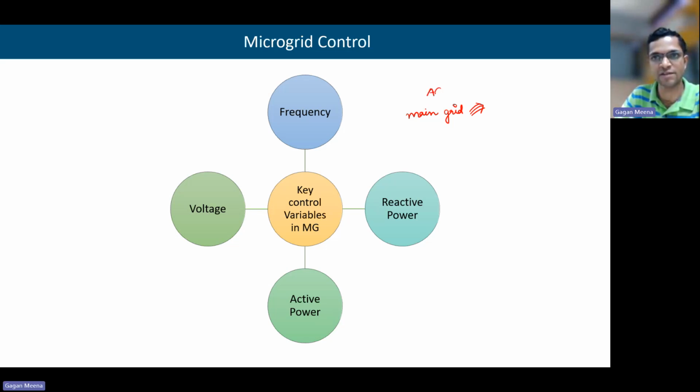So I will write here AC, main or even microgrid. These are the four control elements: voltage, frequency, active and reactive power. Okay. These we need to control. And this was the content of this week.